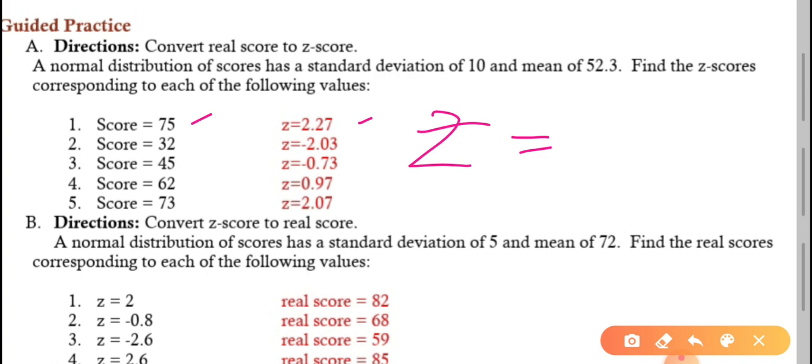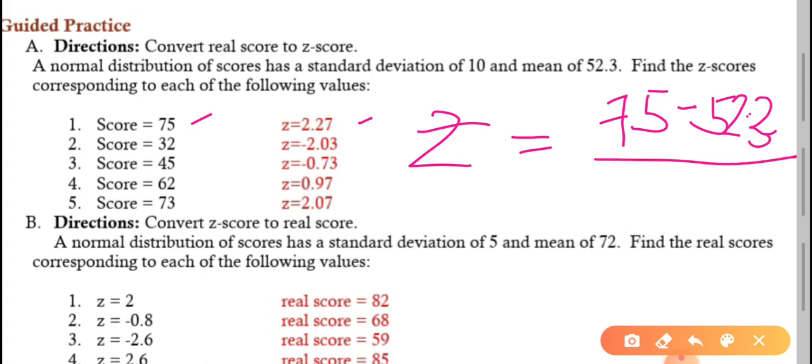Z is equal to, ang score natin is 75. Ang mean natin is 52.5. Ay, 52.3, I should say. 52.3. I-divide nyo siya sa standard deviation, which is 10. Pag pinag-subtract natin yan, 75 minus 52.3 divided by 10, ang lalabas ay itong 2.27. Ganun ang gagawin sa numbers 2, 3, 4, 5.